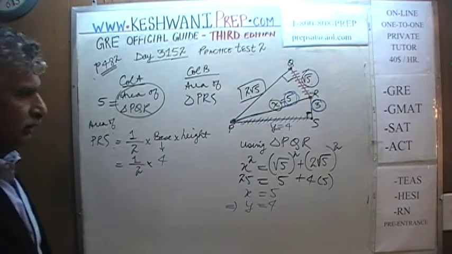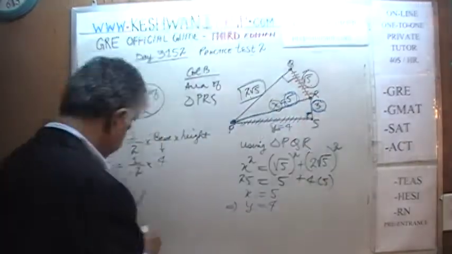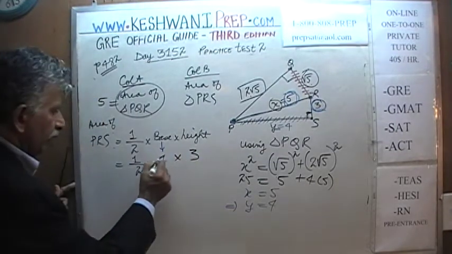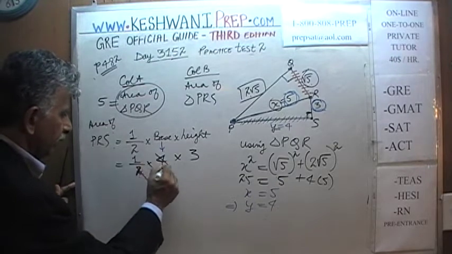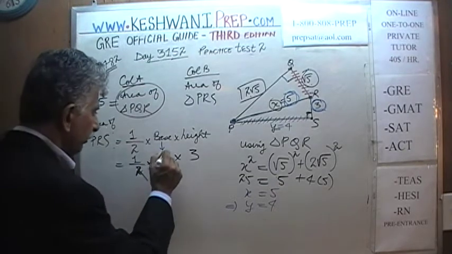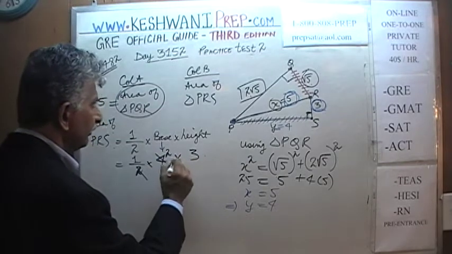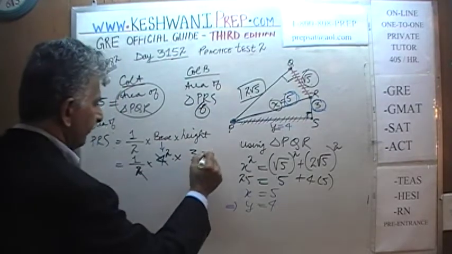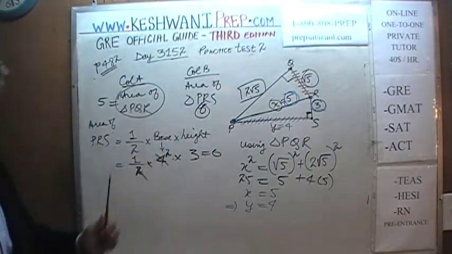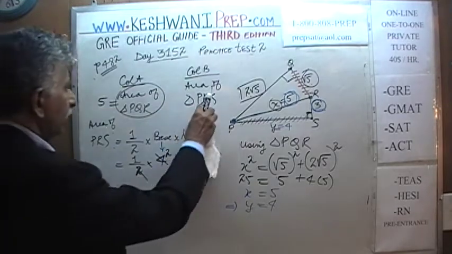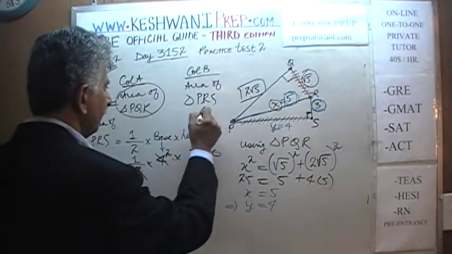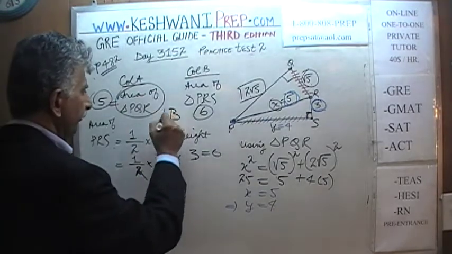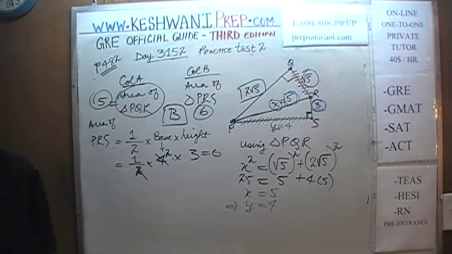How much is the height? The height is right here. Height is 3. Let's put it in here. So we have a 4 here, we have a 2 at the bottom. Let's divide top and bottom by 2. 4 will become 2, and 2 times 3 is 6, which is the area of this triangle. This is equal to 6, which is the area of PRS. So we found just now that the quantity in column B is 6. Quantity in column A we found out was 5. Therefore the answer is B.